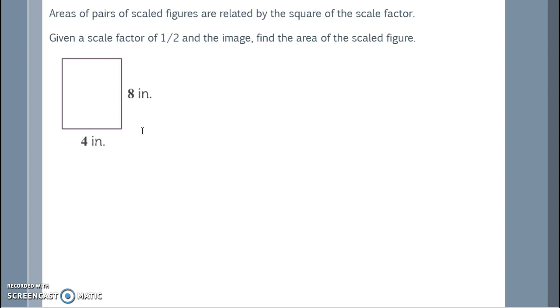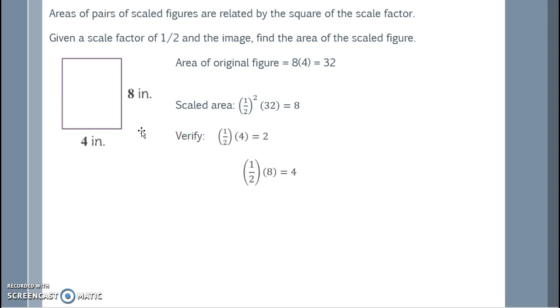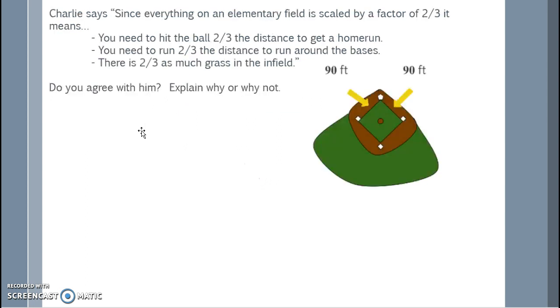Given a scale factor of 1/2 and the image, find the area of the scaled figure. So the area of the original figure is 8 times 4, so 32. The scaled area then is the scale squared, so 1/2 squared times the area of 32. 1/2 squared is 1/4, and 1/4 of 32 is 8. We can verify this by taking the scale of the side length of 4 as 2, and half the side length of 8 is 4.